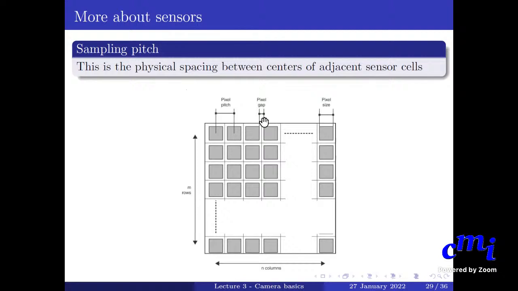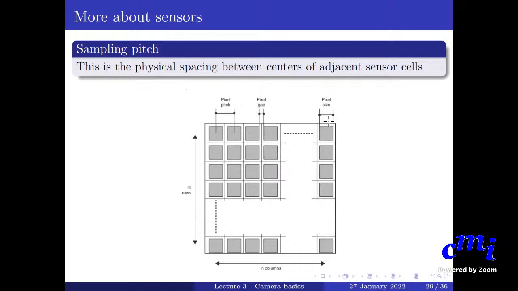This is called the pixel gap, the gap between two cells. In this image, which is a simplistic image, it appears that all these cells are placed next to each other. But we will see later that it is not necessary that they are placed next to each other like this. Anyway, the spacing, however, will be uniform, and that gap is called the pixel gap. And the size of this cell is the pixel size.